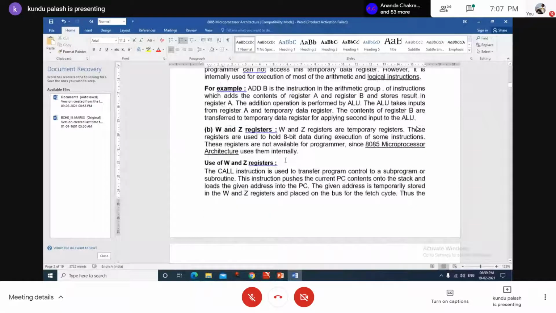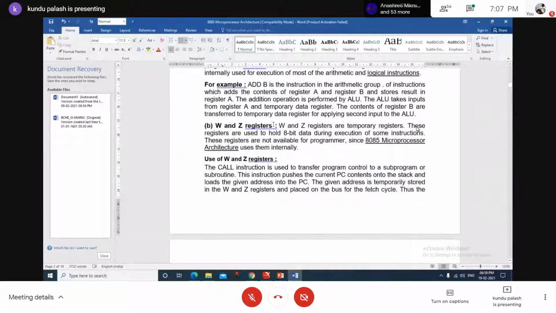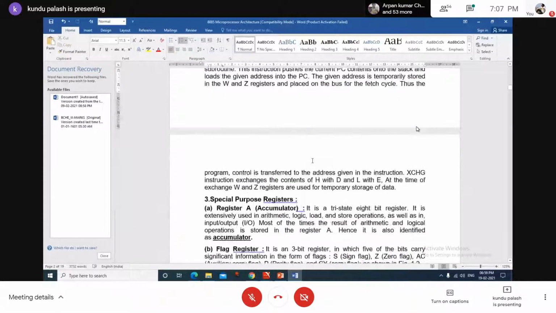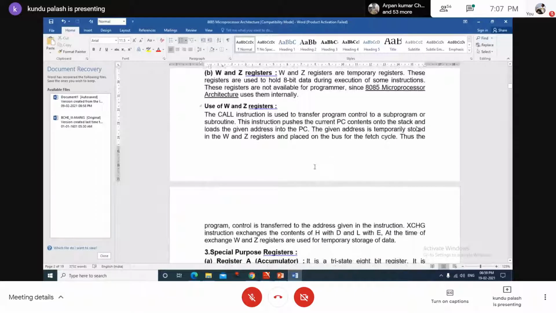So again, the W and Z, that is the temporary register, plays an important part in a particular type of instruction call. It will be described when we study the type of instruction or classification of the instruction. So call is an instruction which can be used efficiently for accessing the subroutine or subprogram.